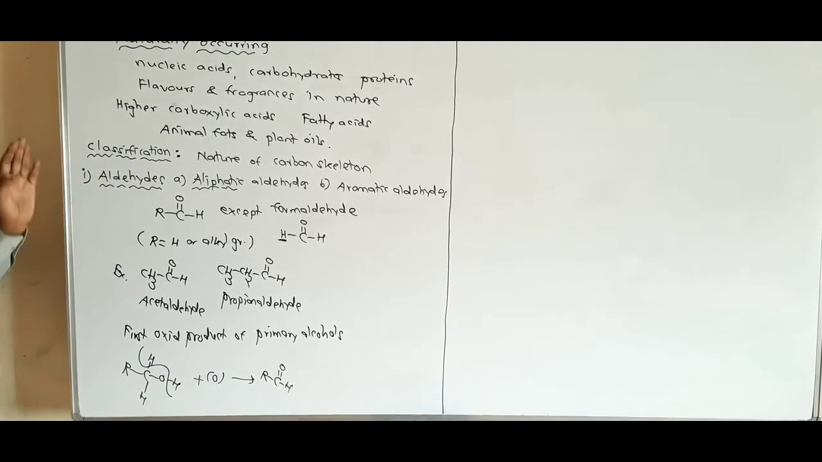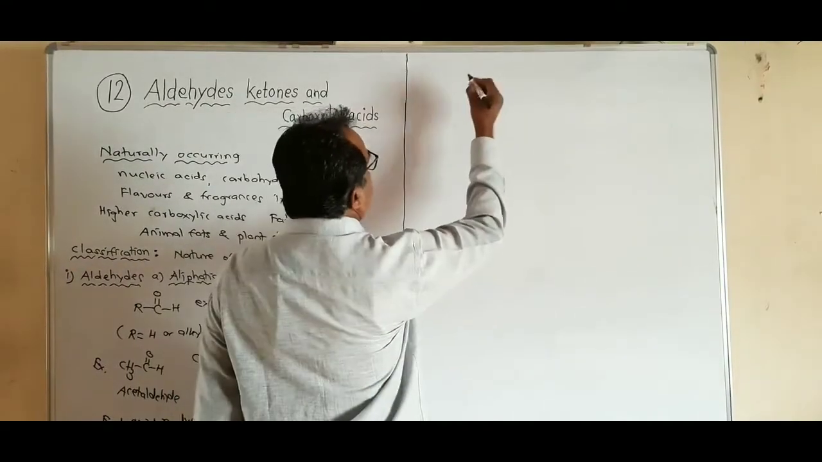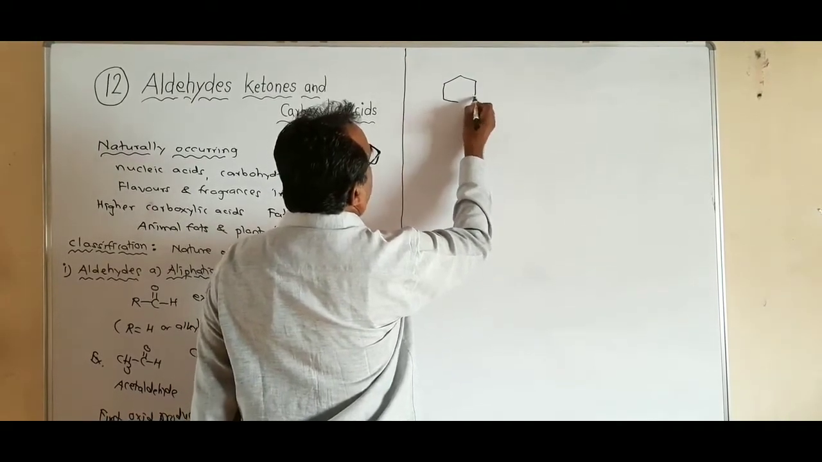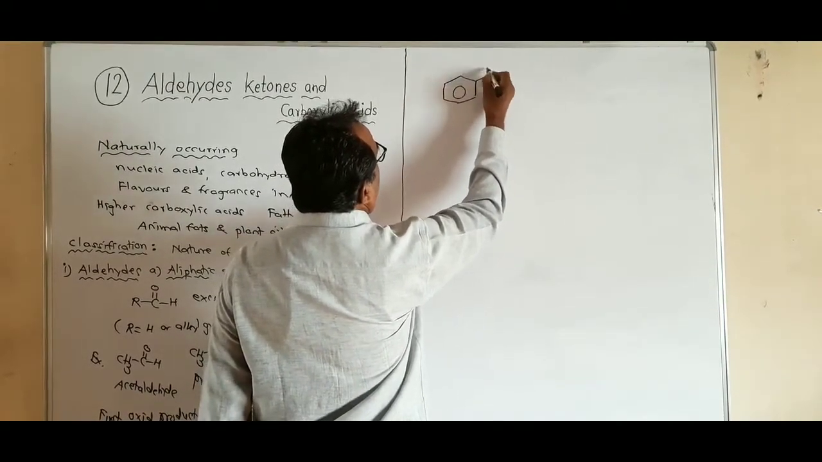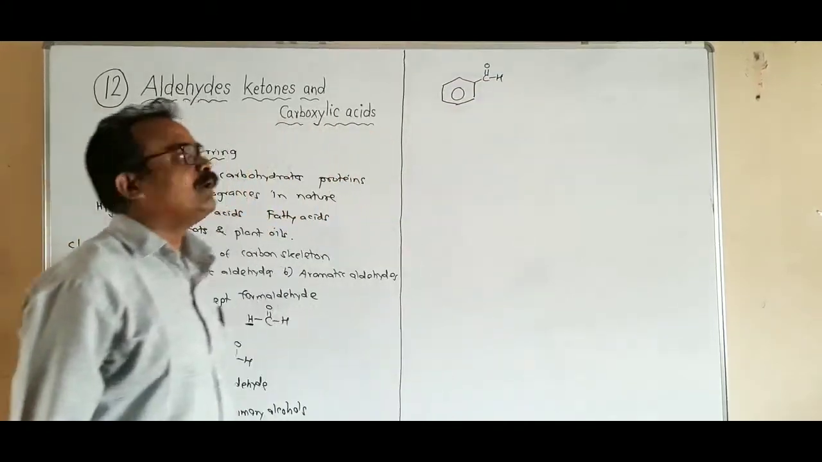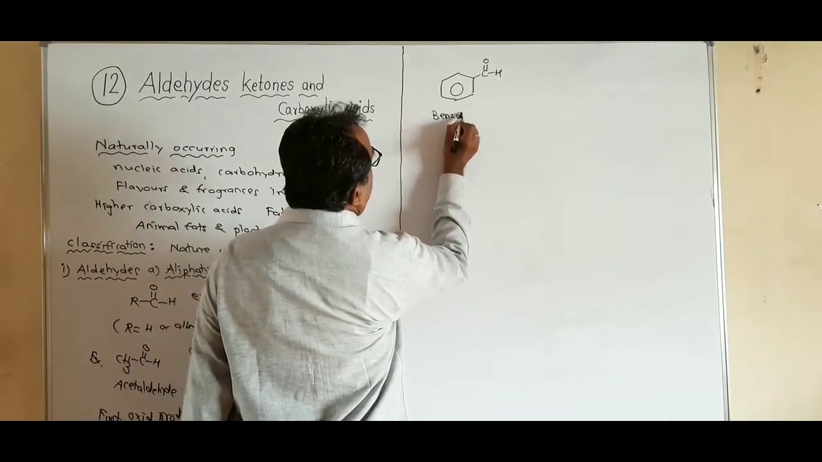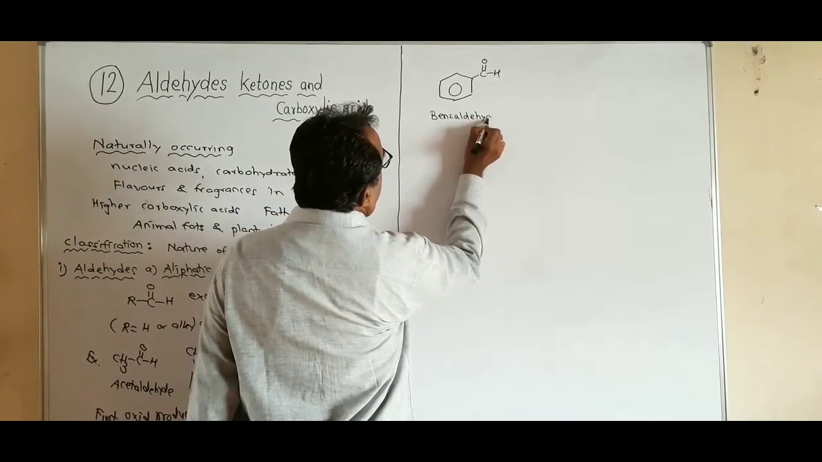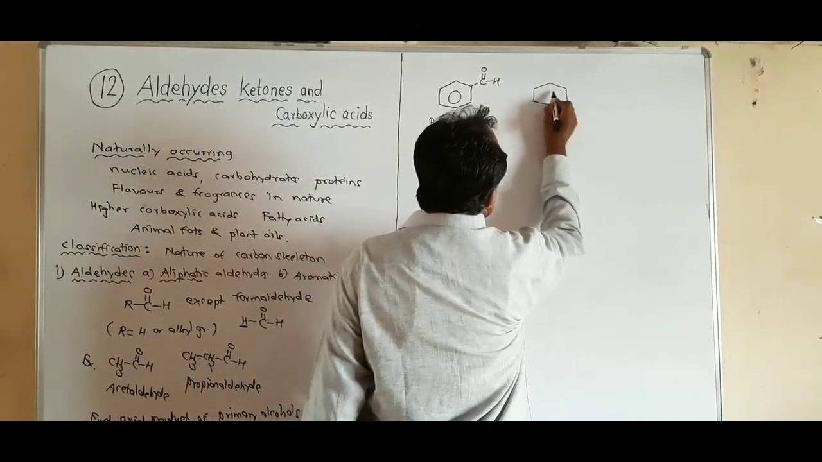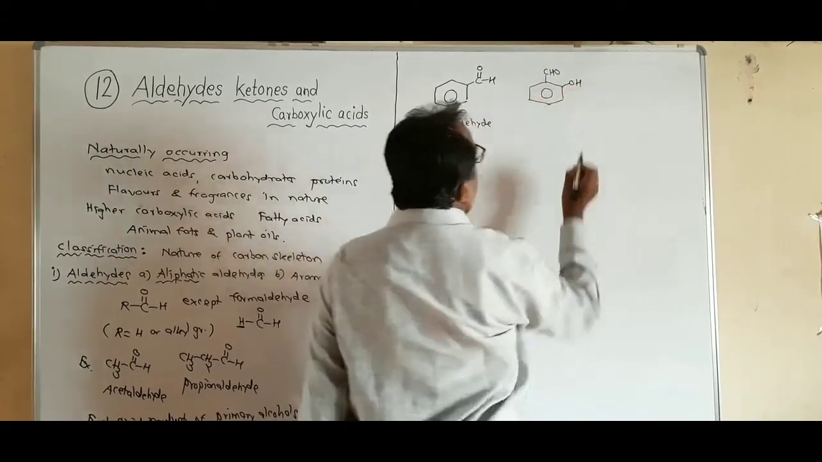The second type of aldehyde: the organic compound in which the aldehyde group is directly attached to an aromatic ring, we call aromatic aldehydes. For example, benzaldehyde or salicylic aldehyde. This is benzaldehyde.